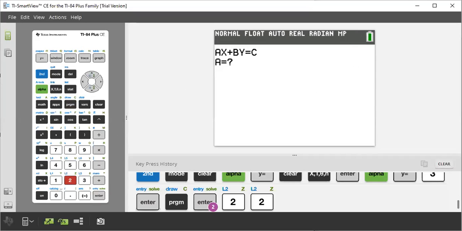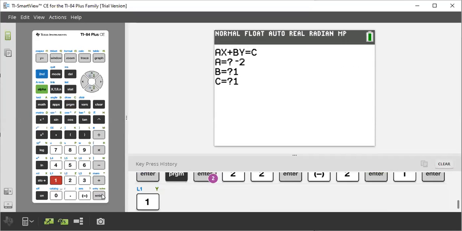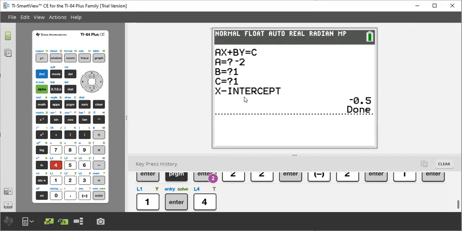And I know that the coefficient for the x term is a negative 2. I know that the coefficient for the y term is going to be a positive 1. And I also know that the constant c is also 1. So I press enter, and I want the x-intercept. So I'm going to choose option 4. It tells me that the value of the x-intercept is a negative 0.5.